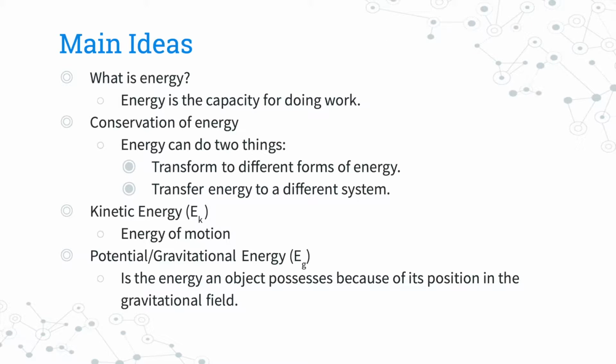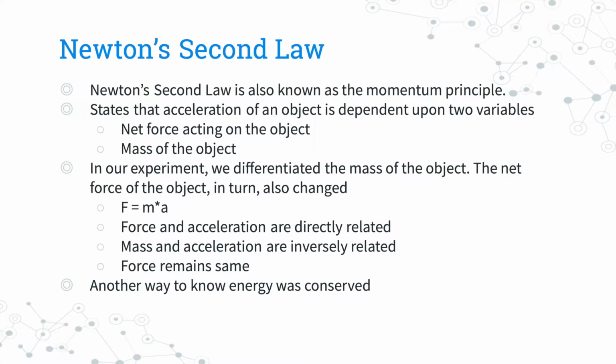gravitational field. Newton's second law is another way to know that energy is conserved. It is also known as the momentum principle, and it states that the acceleration of an object is dependent on two variables, the net force acting on the object or the mass of an object. Therefore, we get force equals mass times acceleration. Force and acceleration are directly related, and mass and acceleration are inversely related. However, force remains the same. This is another way to know energy is conserved within the system.